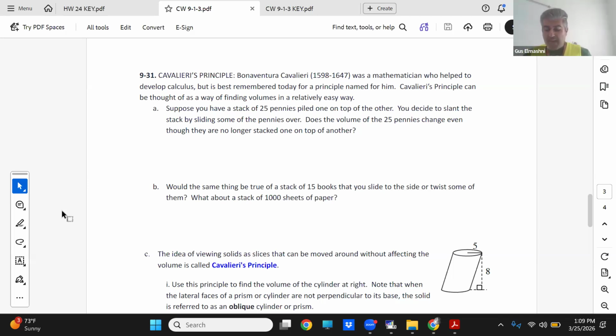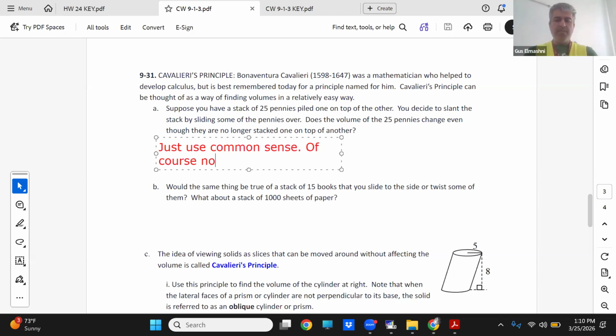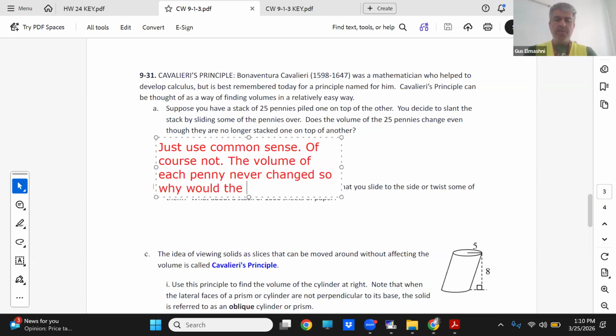So suppose you have a stack of 25 pennies, one on top of the other. You decide to slant the stack by sliding some of the pennies over. Does the volume of the 25 pennies even change? Well, no, of course not, right? I think that should be common sense. The volume of each penny never changed. So why would the volume of the stack change? It would not.